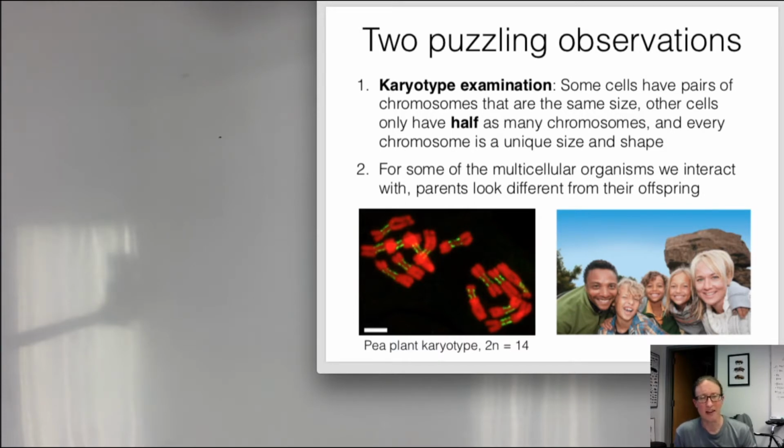Along with that, another thing that biologists have noticed for a long time is that for some of the multicellular organisms that we interact with, the parents look different from their offspring. We even see this in ourselves. Human offspring might resemble their parents, but they look different.